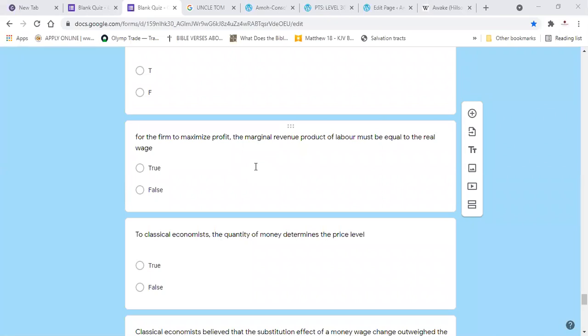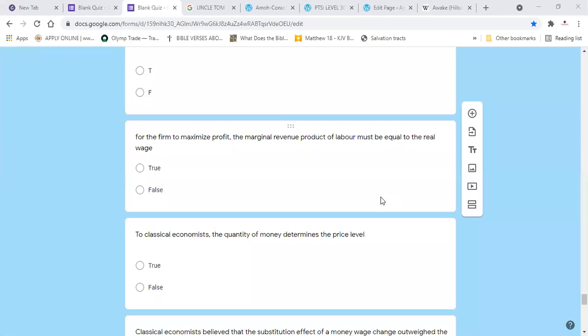Vigilant. For the firm to maximize profits, the marginal revenue product of labor must equal the real wage. True or false? False. Why is it false?